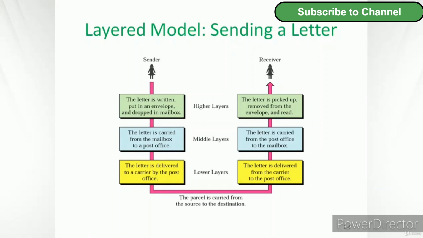Okay, so this is the layered model, how the layered model works. Each layer has some defined function. It will perform that, and it will give services to the layer below it. Next, we have to study the OSI model. Now, what is the OSI model? We will see it in detail.